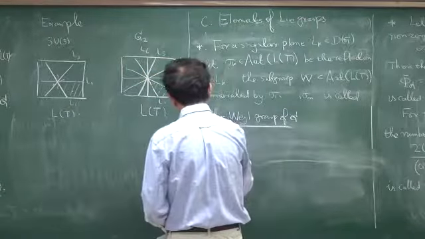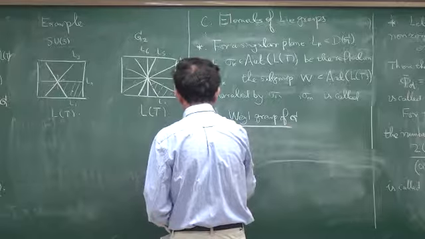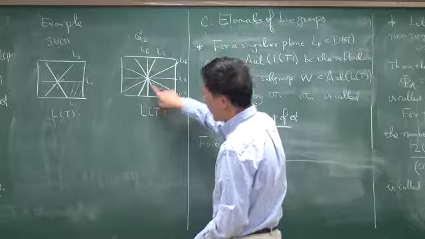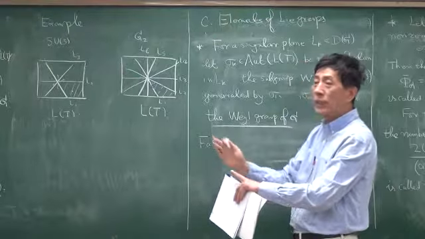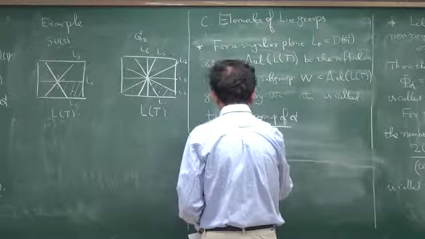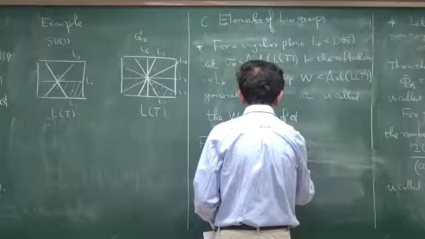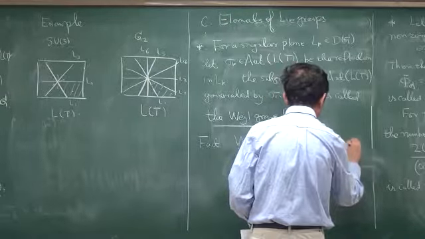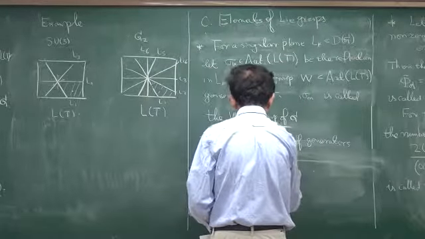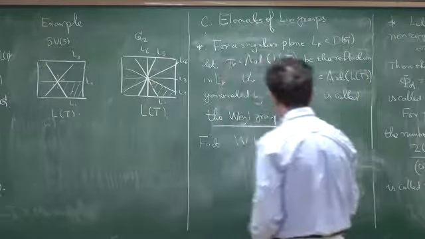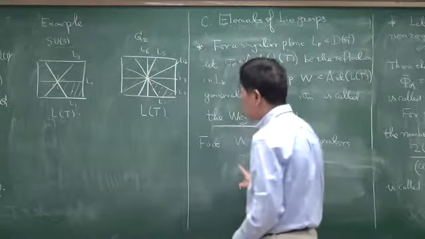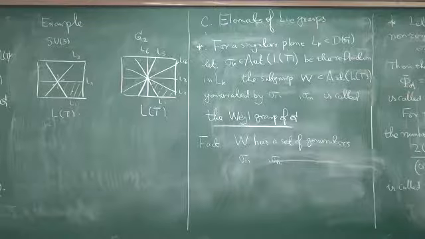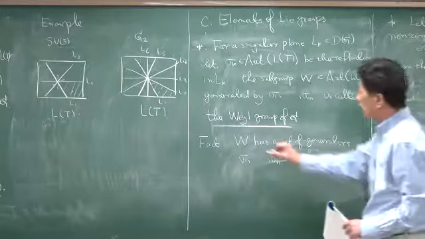But actually, there is a well-known fact. If you fix a Weyl chamber, and you look at the reflections along its walls, then W has a set of generators. These elements are sufficient to generate; it's a minimal system of generators for this W.